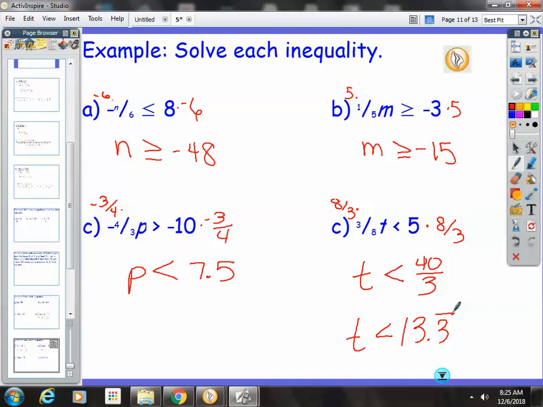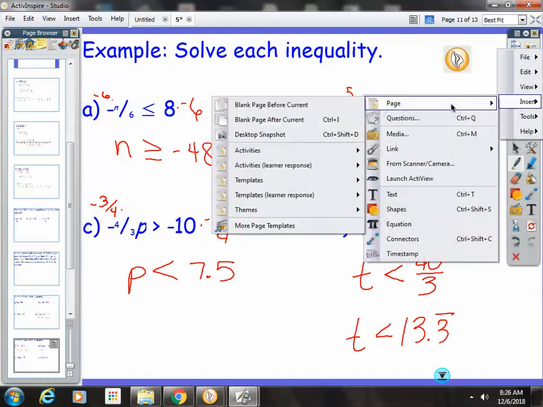Okay, so I've been saying if you multiply by a negative number or divide by a negative number, you have to flip the symbol. Do you know why you have to do that? Other than the teacher said it's what you do. Do you know why? Let me show you. It actually makes sense if you think about it.